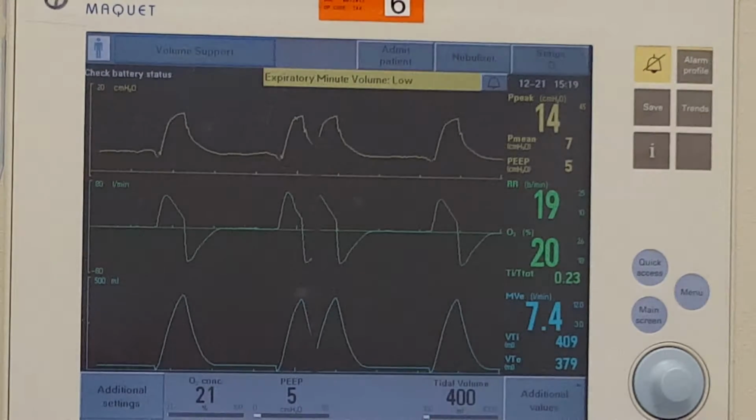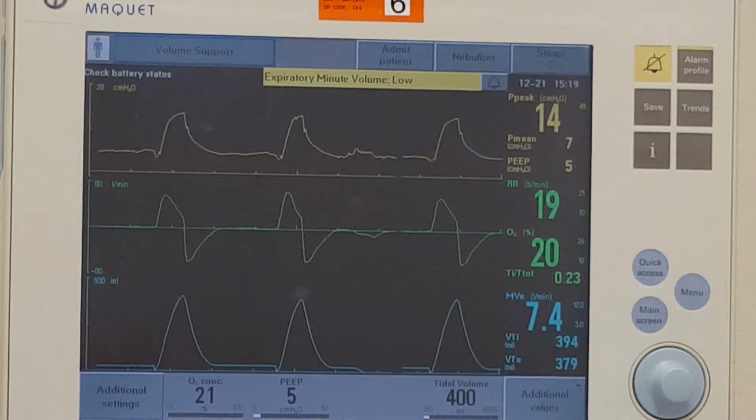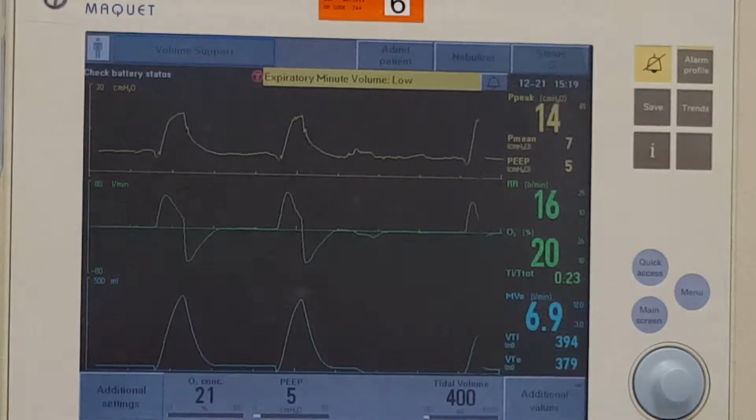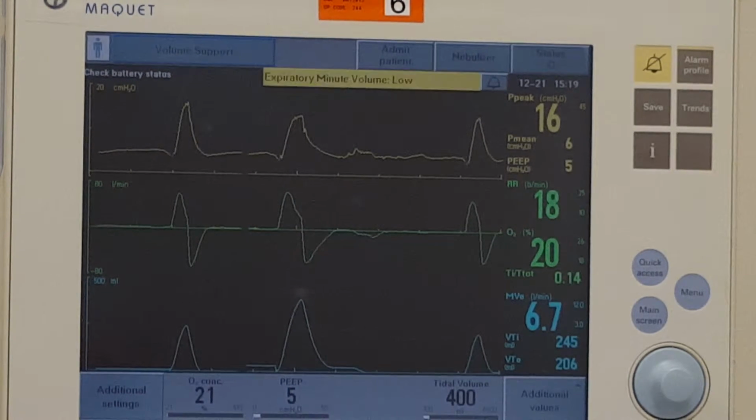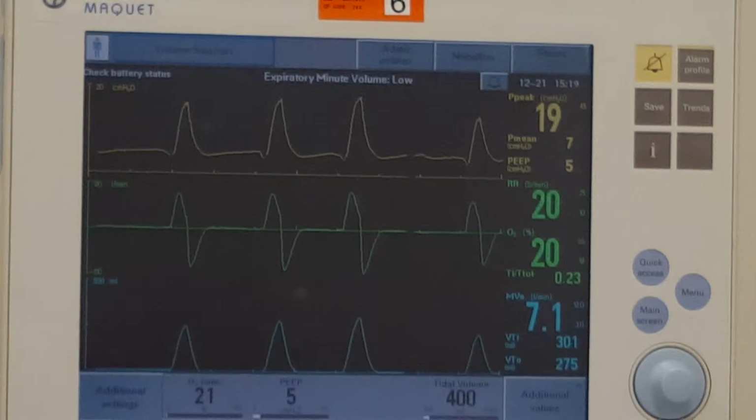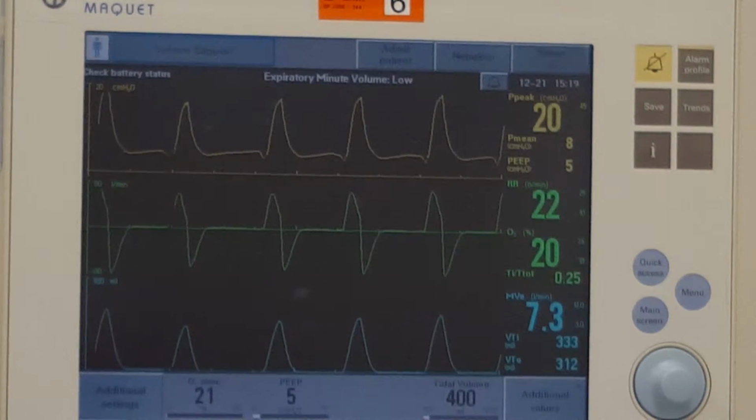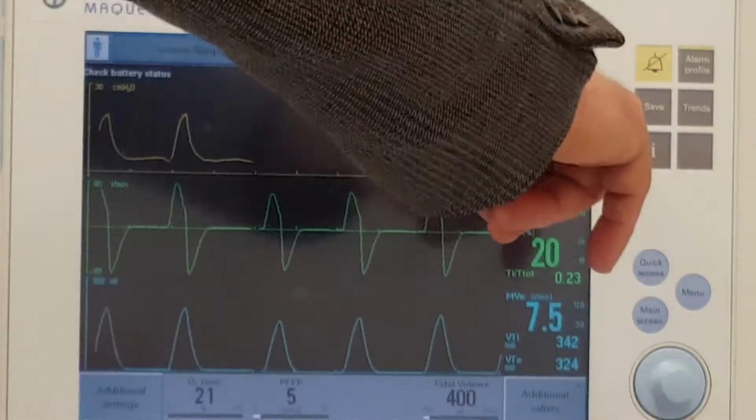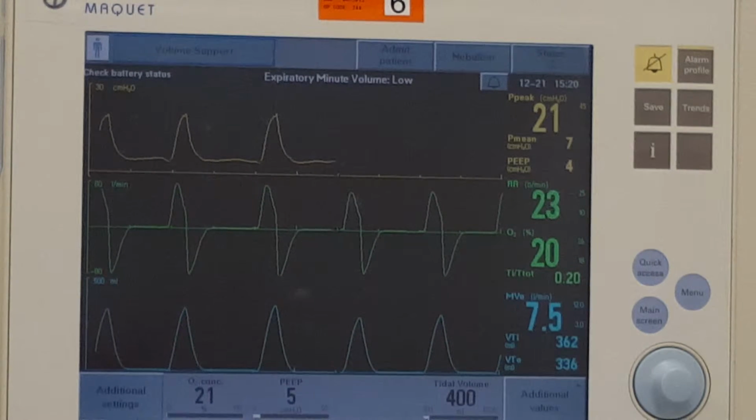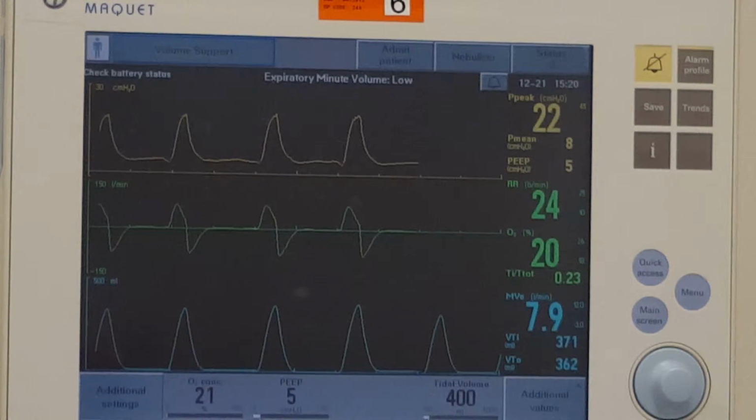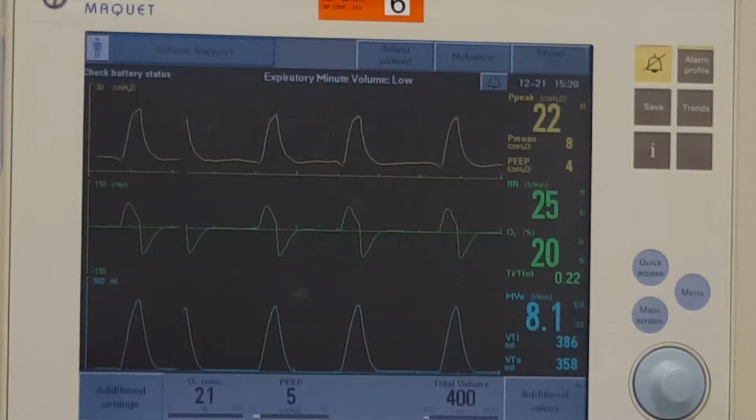So watch what happens now when our compliance goes down to 20. So here's our first breath. Notice our breath fell from 400 down to 200. Now it went to 245, 280, 300, 320. You can see our volumes coming up because our pressure support's going up, right? Right now we're at 22 minus 5, so our delta P's gone from 9 to 17.